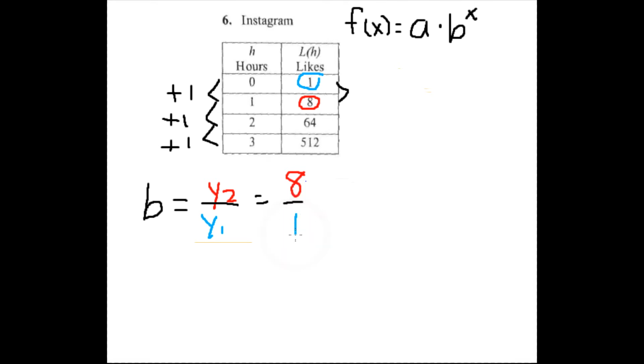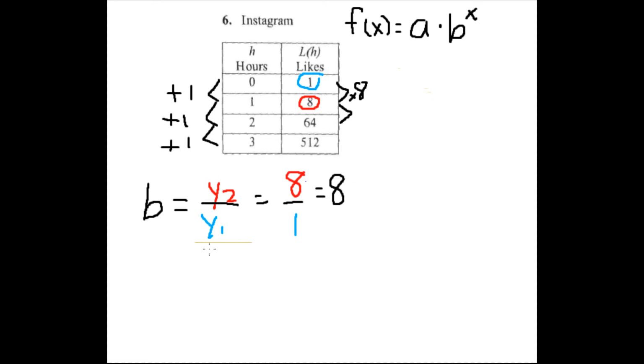Okay. So 8 divided by 1, what does that give me? That gives me 8. All right. Well, we know we multiplied by 8 to go from 1 to 8. That makes sense. Well, now we need to make sure that's true all the way through, right? So let's see if that does indeed work. So you can just say in your head, okay, 8 times 8, oh, that does give me 64.